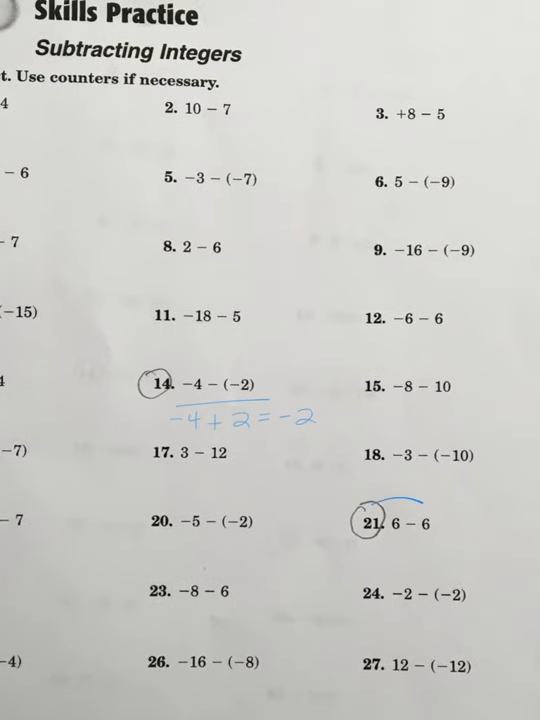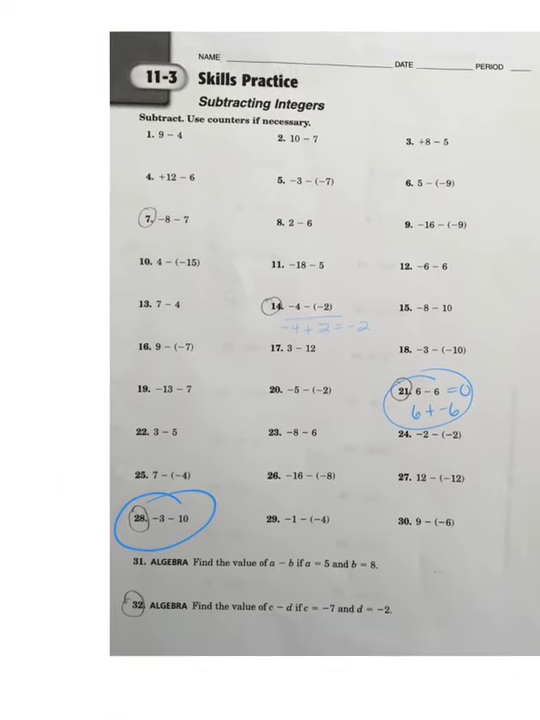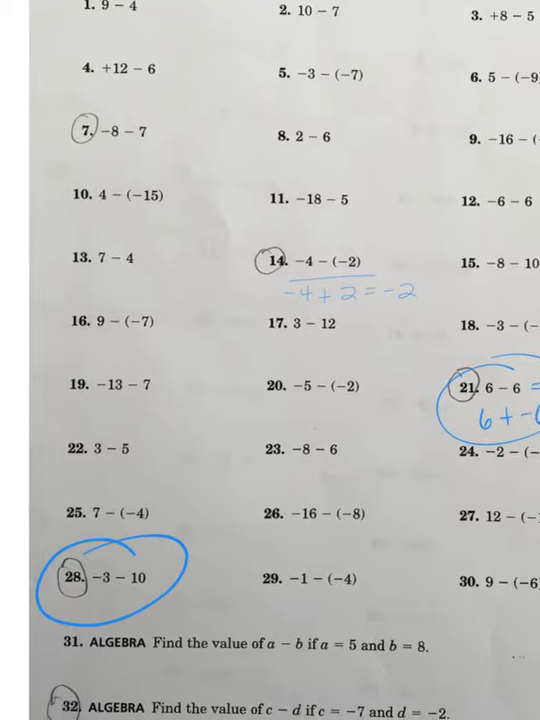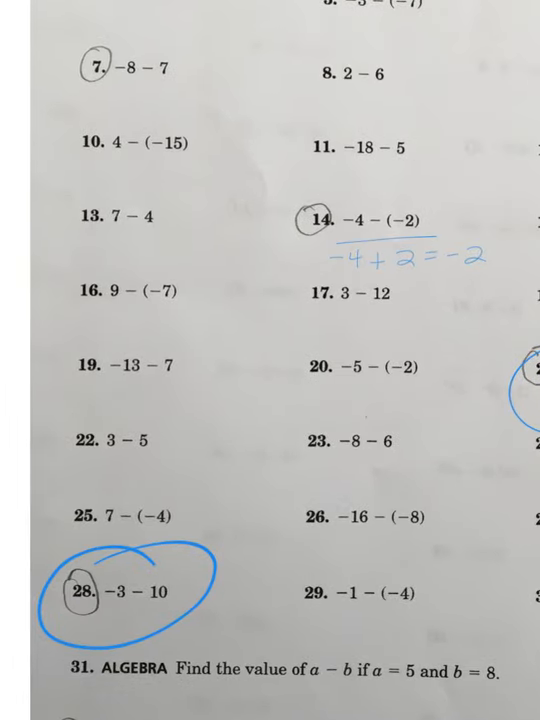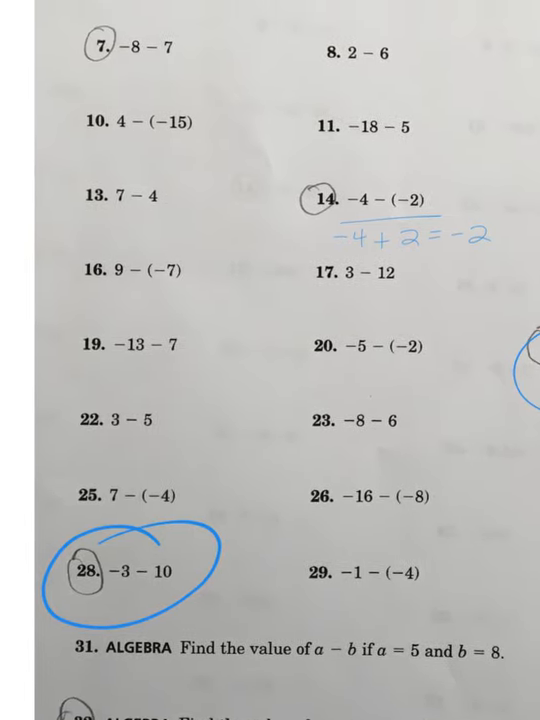Alright. How about 6 minus 6? 0. I mean, you could do that, but it's probably easiest just to say 0. Okay? Let's do one more. Let's do 28. Positive. Is that a 10 or just a 13 negative? It's -13. -3? Because you have -3, change the sign to addition, and do the opposite of positive 10.